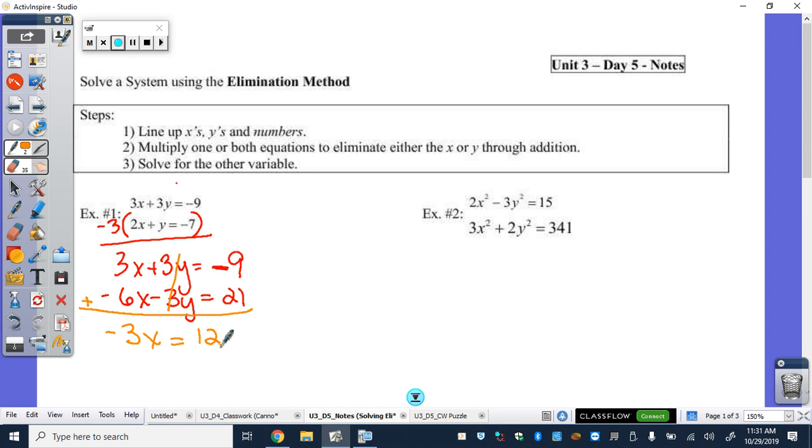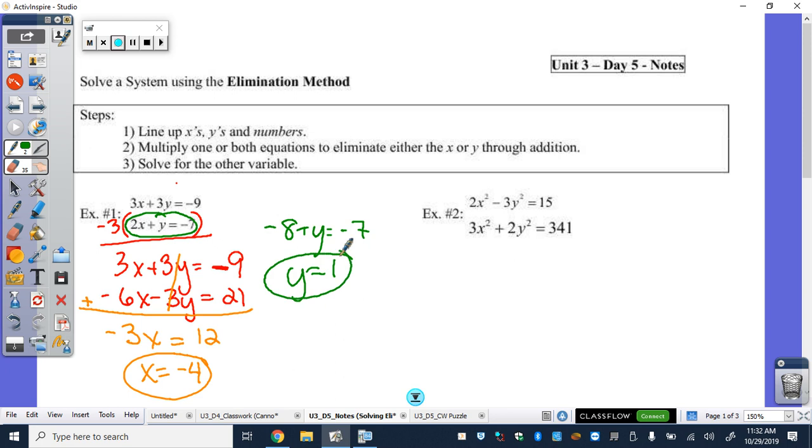So divide by -3, and what does x equal? All right, so I have my x value. I need to find a y value now. So I'm going to take my -4 and plug it into this equation. So 2 times -4 gives me a -8, and then plus my y equals -7. Add my 8 over, and I get a 1. So x is -4, y is 1.